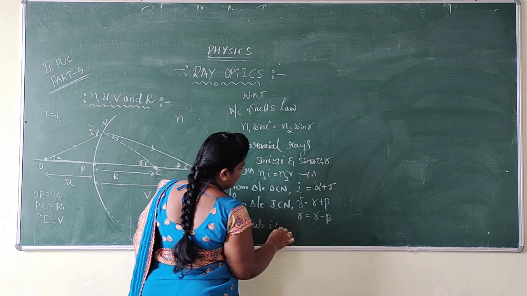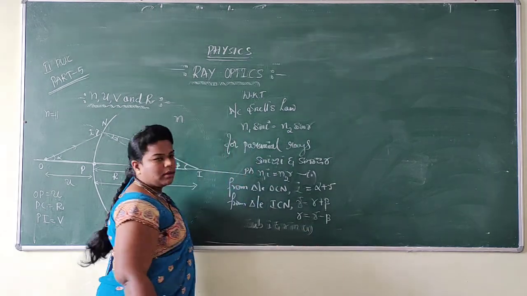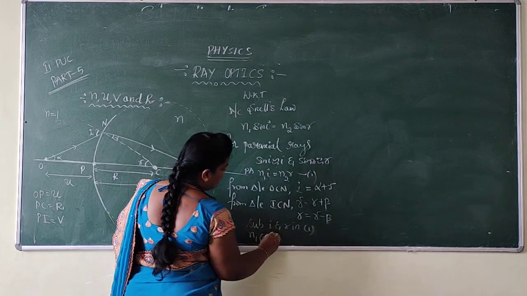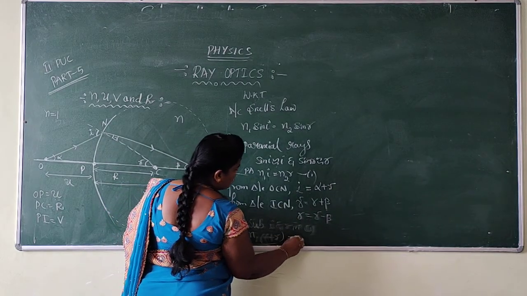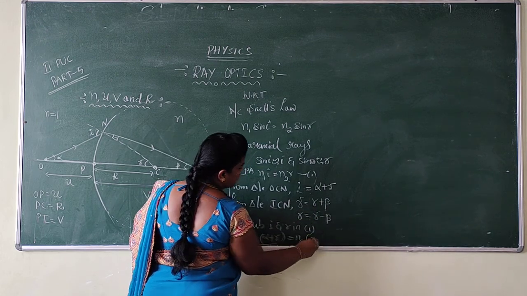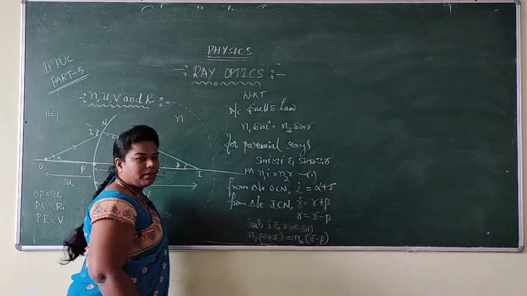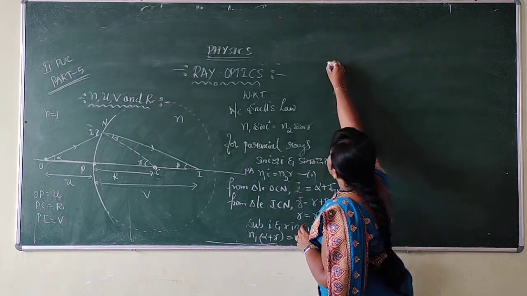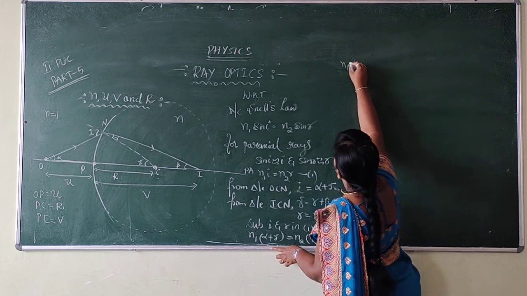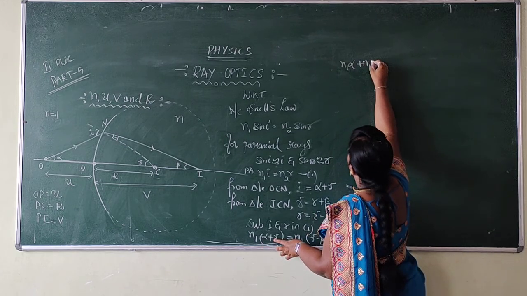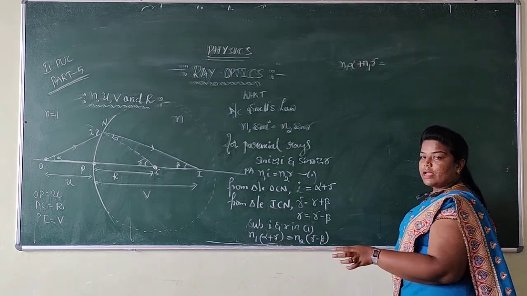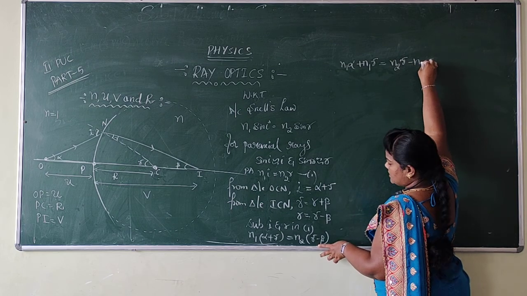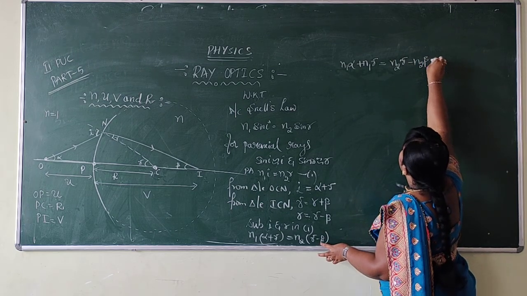Let us substitute I and R in equation 1. What will happen? Let us see. N1 into what is I? Alpha plus gamma is equal to N2 into what is R? R is gamma minus beta, right? Now let us multiply this. So it becomes N1 alpha plus N1 gamma is equal to N2 gamma minus N2 beta, right?